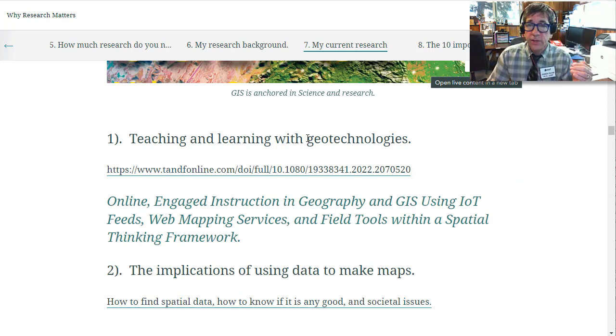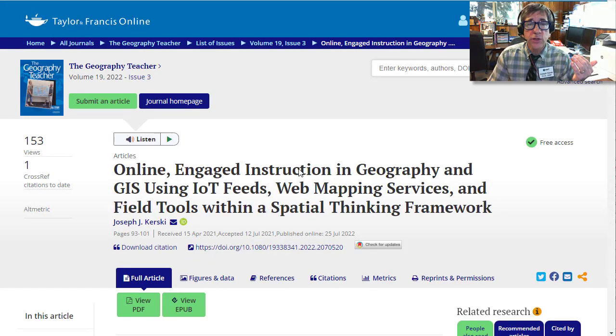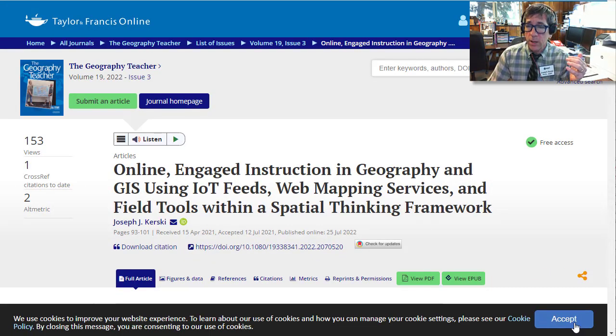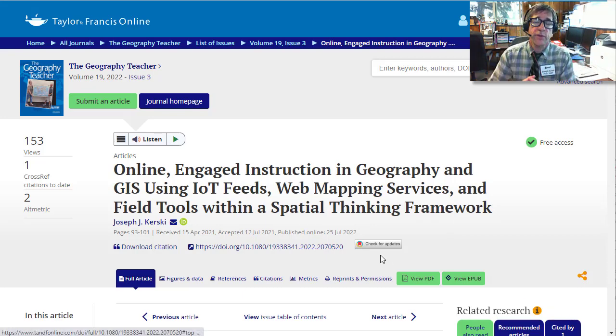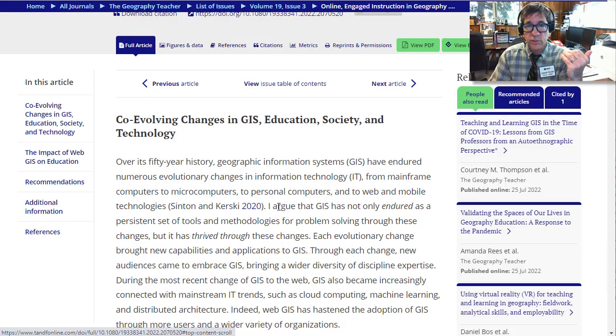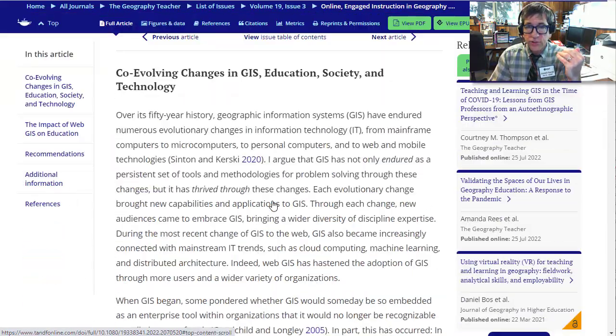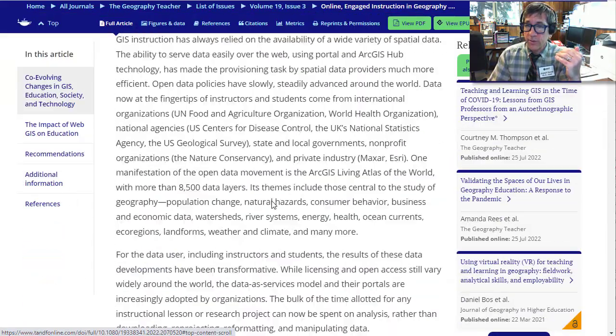My own specific research is on teaching and learning with geotechnologies. So for example, here's one of the recent articles when we talk about, hey, where do you publish the results of your research? How do you share your research? This is one way, through a peer-reviewed article. So this one, as you can see, is all about teaching and learning with geographic information systems and geography using field tools and spatial thinking. This was an article I wrote for the Geography Teacher journal, and here is my article right here that you can take a look at.